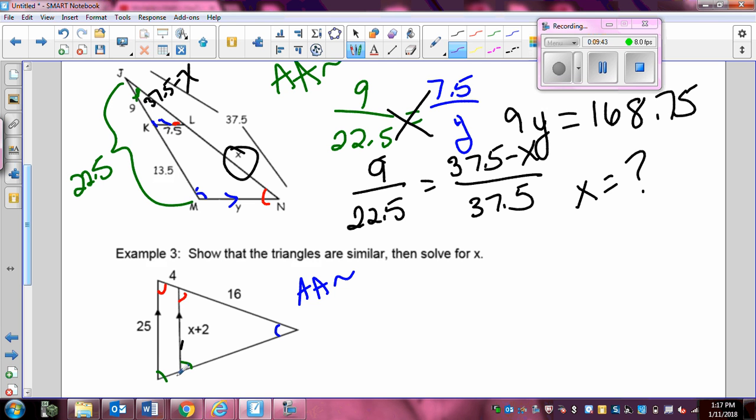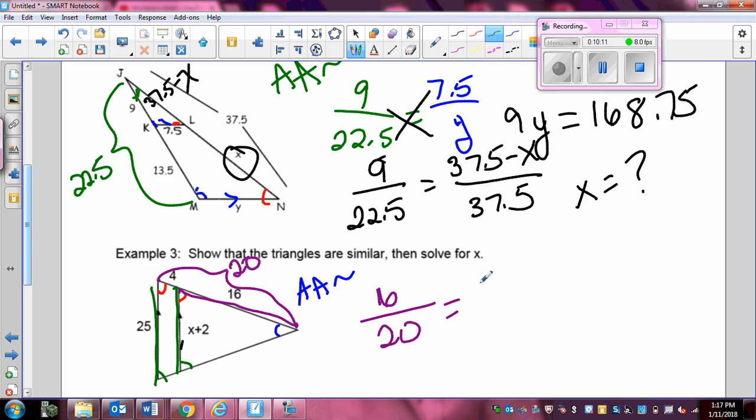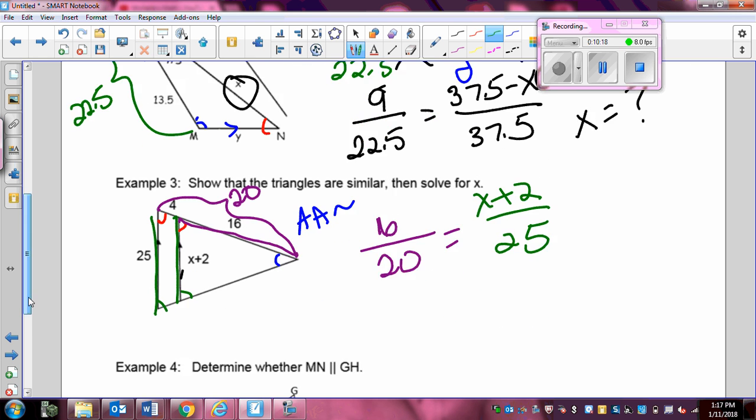So it looks like this one and this one are x. This one is 16. We still need the whole thing, the big one. 16 plus 4 is 20. So I'm going to make my ratio. The small triangle is 16, so it's 16 over the same side, the whole thing, which is 20. And then the other side is going to be these lines right here, this one and this one. I did the small triangle first, so x plus 2 comes first, and then 25 is last. Okay, you're just going to cross multiply, solve for x, find x.